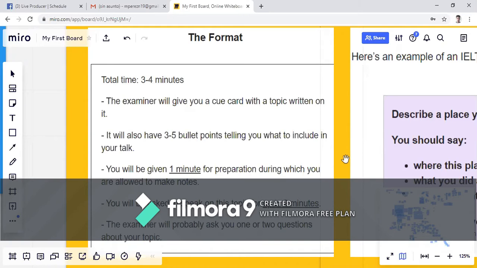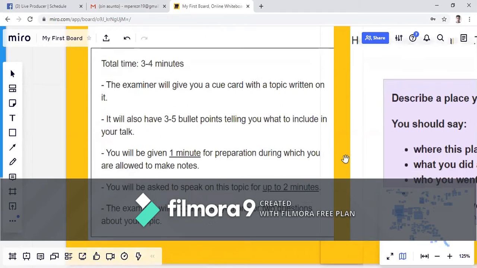This cue card will have 3 to 5 bullet points telling you what to include in your talk. Remember, you have 1 minute for preparation. In this minute, you need to make notes or make a structure of your speech. The useful thing to do here is to put some keywords: what you're going to start with, then what is going to be the second part, and so on.